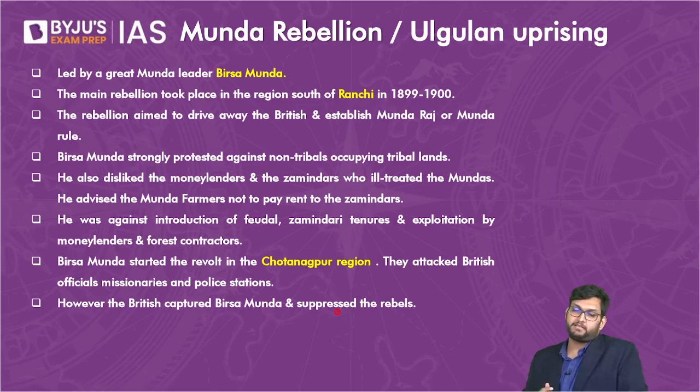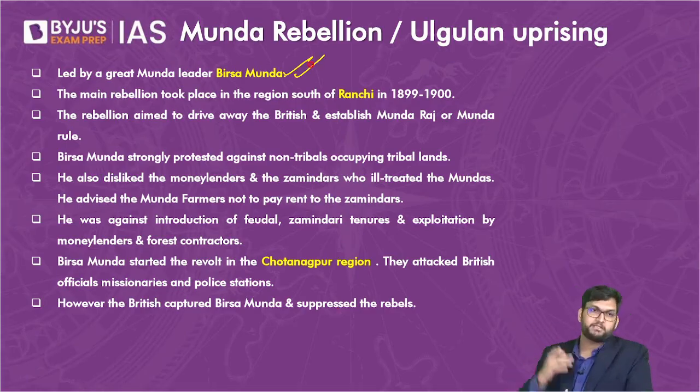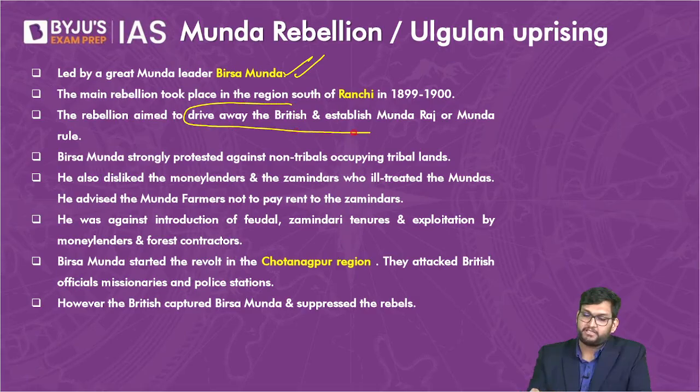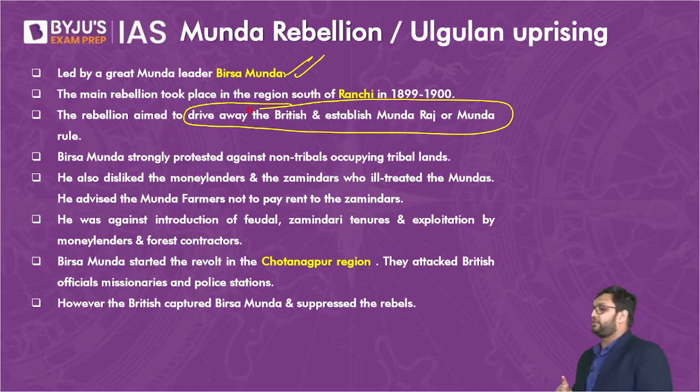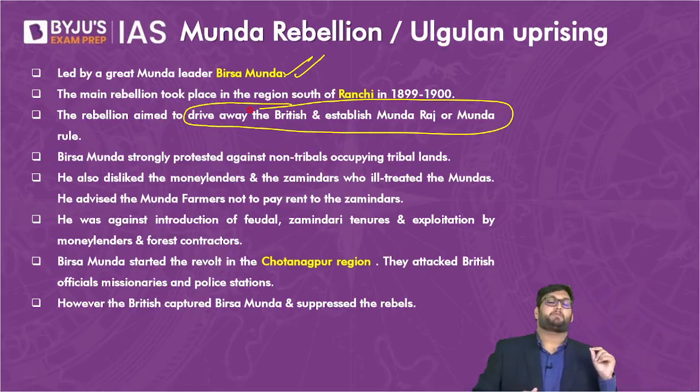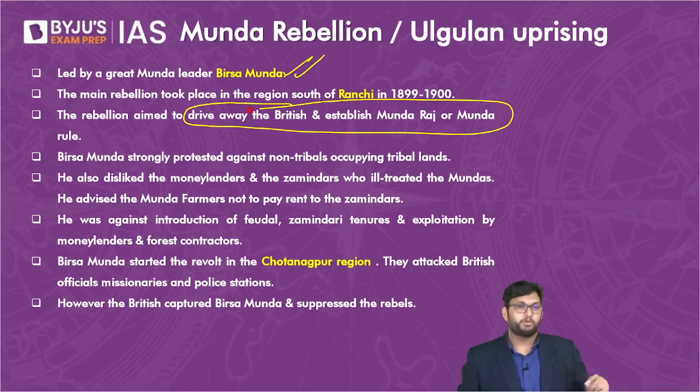Thereafter, one of the most celebrated leaders and one of the most celebrated rebellions, the Munda rebellion, the Munda uprising or the Ulugulan uprising. One of the most celebrated leaders, the Munda leader, Bhagwan Birsa Munda. The main rebellion took place in the region south of Ranchi in 1899-1900. It aimed, and this is a major difference, to drive away the British and establish Munda Raj or Munda rule. Why is Birsa Munda considered so important?